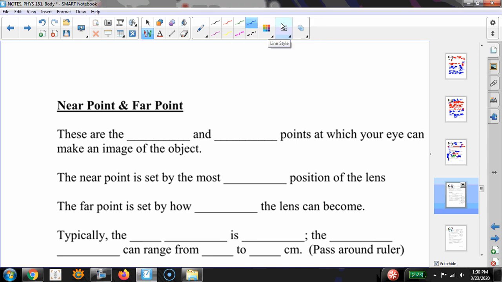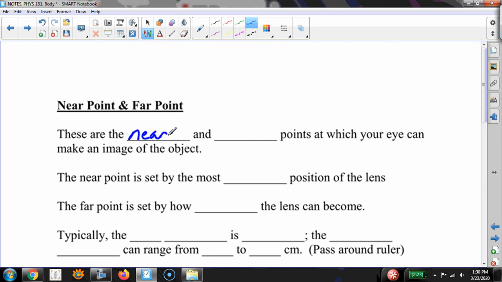So near point and far point, these are defined as the nearest and the farthest point at which your eye can make an image of the object. So the nearest, you want to guess which one that is? That's the near point. And the furthest points at which your eye can make an image of an object. The near point is set by the most curved position of the lens.